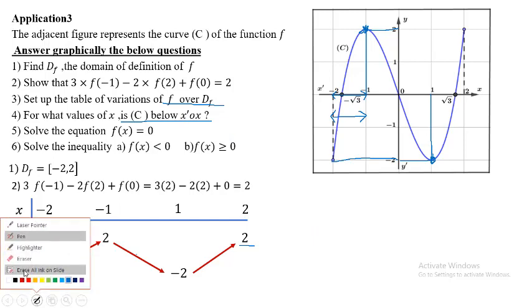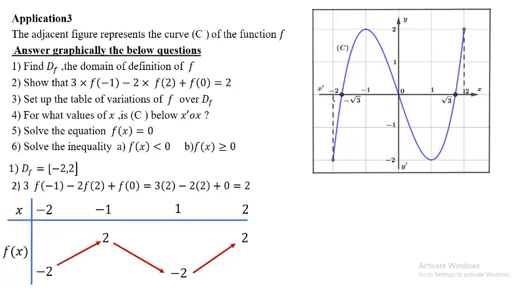I will try to color the region in which C is below x prime x. C is below x prime x over this region. Also C is below x prime x over this region. So we say that C is below x prime x for x belonging from -2 closed till minus radical 2 open, or from 0 open till radical 3.